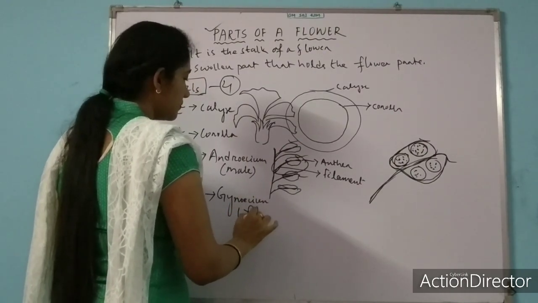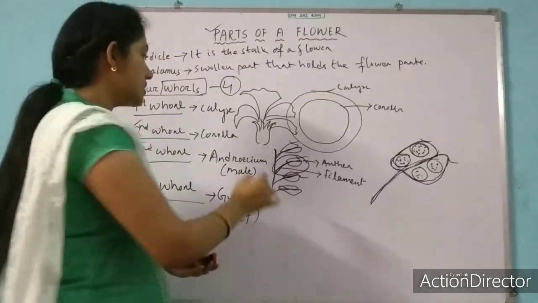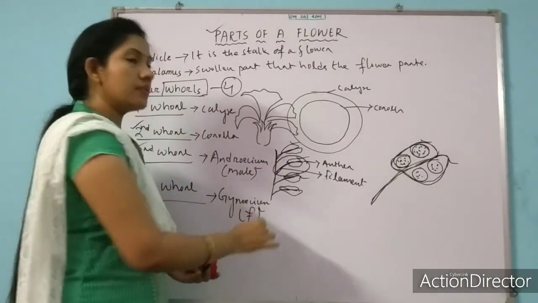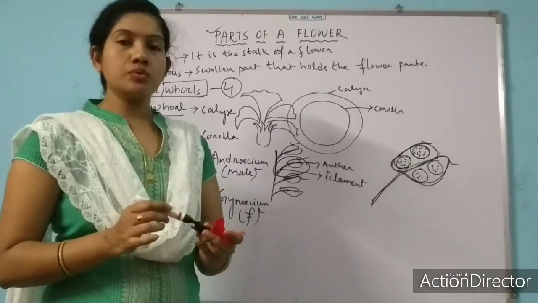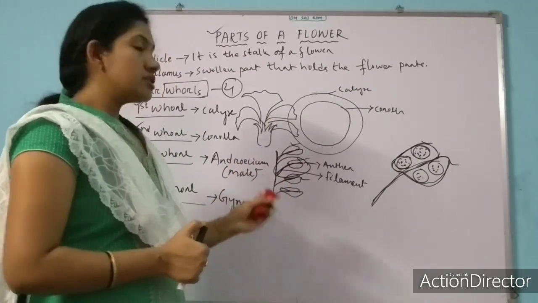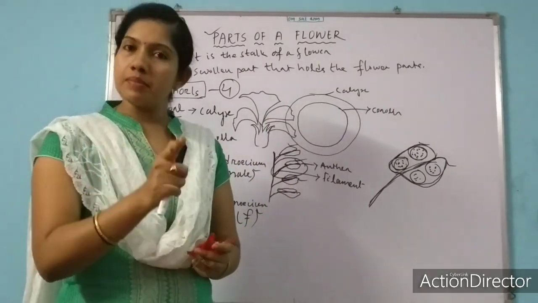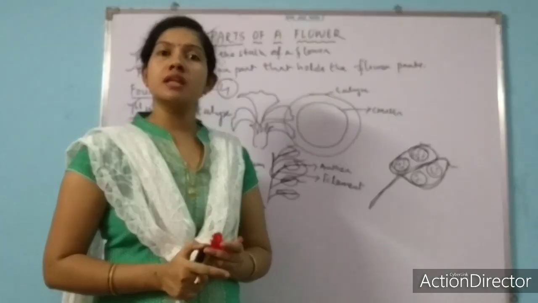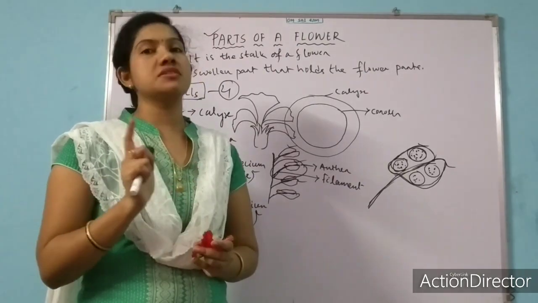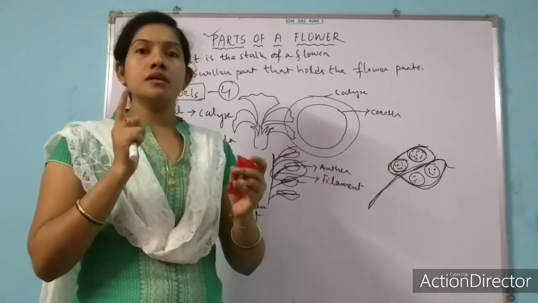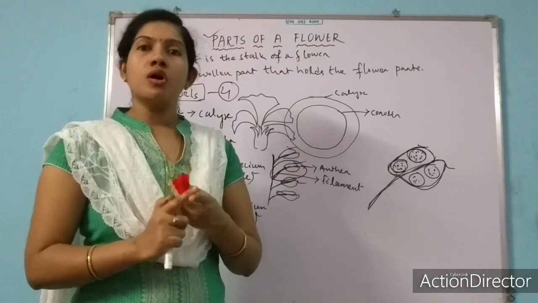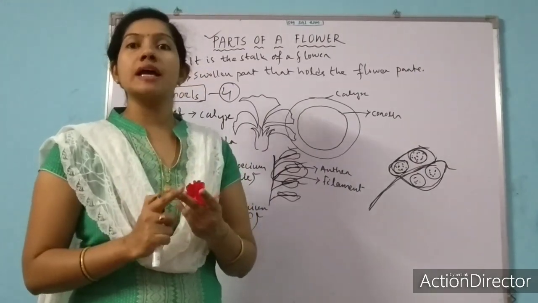Gynoecium is the female part of a flower. This is the male part and this is the female part of a flower. So as androecium is the collection of stamen, gynoecium is the collection of carpel or pistil. The collection of carpel or pistil we call gynoecium.